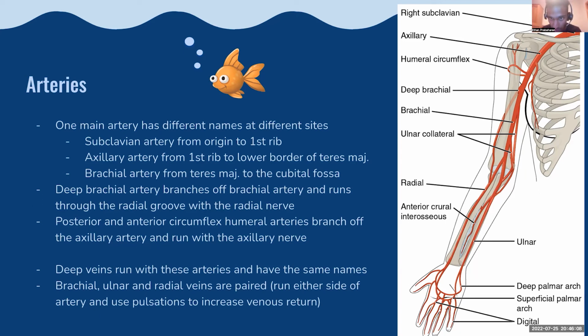I should also mention that the brachial artery at the cubital fossa splits into the radial and ulnar arteries, which are your main arteries of your forearm. And that's really what you need to know in terms of arteries.